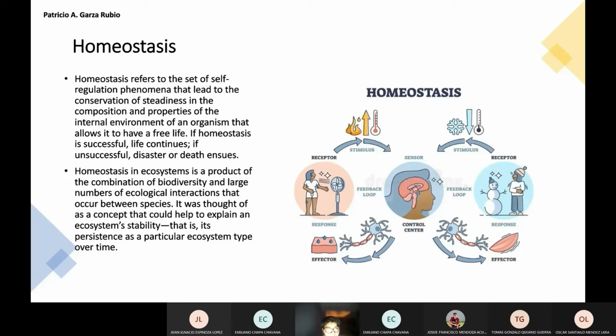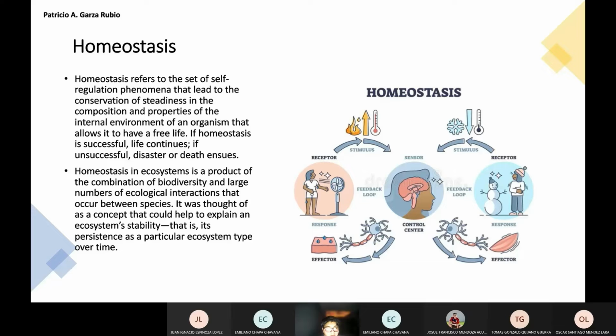Homeostasis. Homeostasis refers to the set of self-regulation phenomena that lead to the conservation of steadiness in the composition and properties of the internal environment of an organism that allows it to have a free life. If homeostasis is successful, life continues. If unsuccessful, disaster or death ensues.